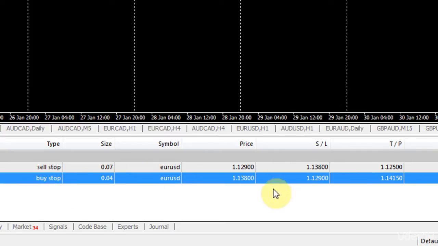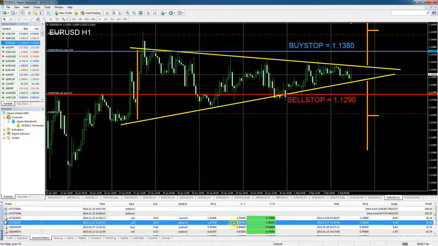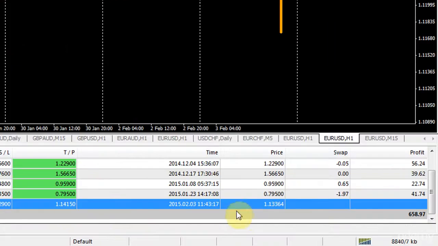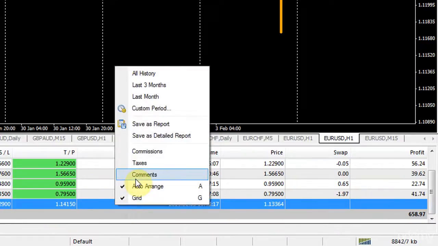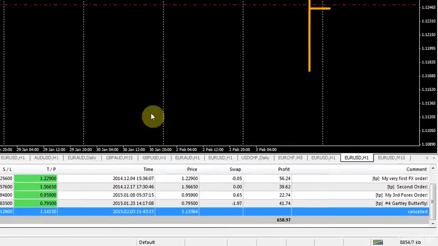Everything else looks okay. So that was a good example of how you can quickly delete pending orders without any effect on the account, because they're actually not in the market. They don't really exist as market orders. They're just an intention for you to buy or sell. But you will still see your deleted order here, and in the comments you'll see that it says cancelled because you manually cancelled this particular order.